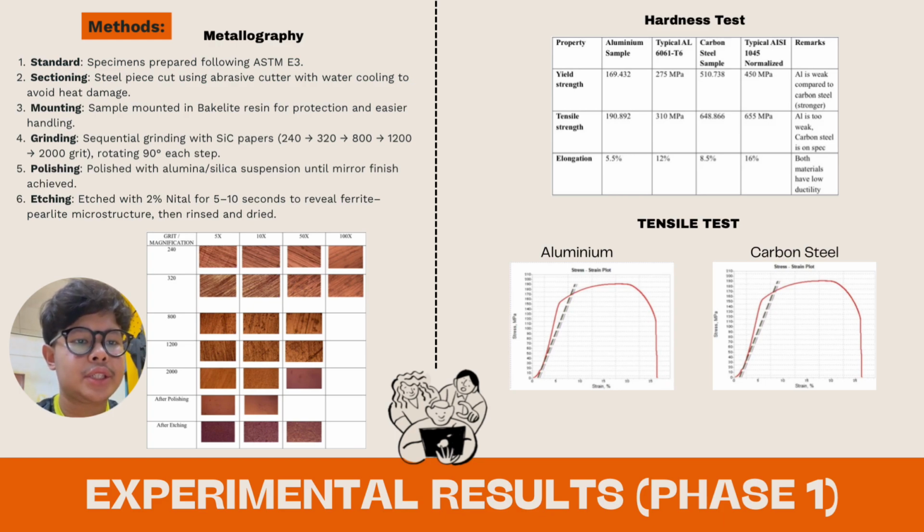The yield strength is 450 MPa. The tensile strength is 655 MPa. And lastly, the elongation is 16%.